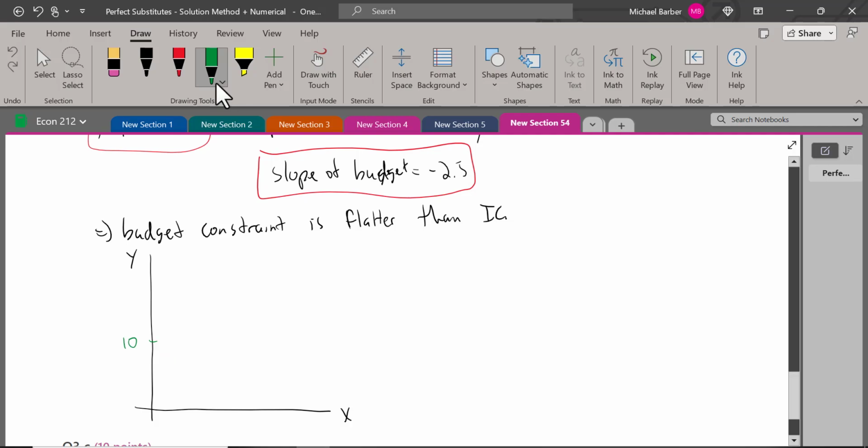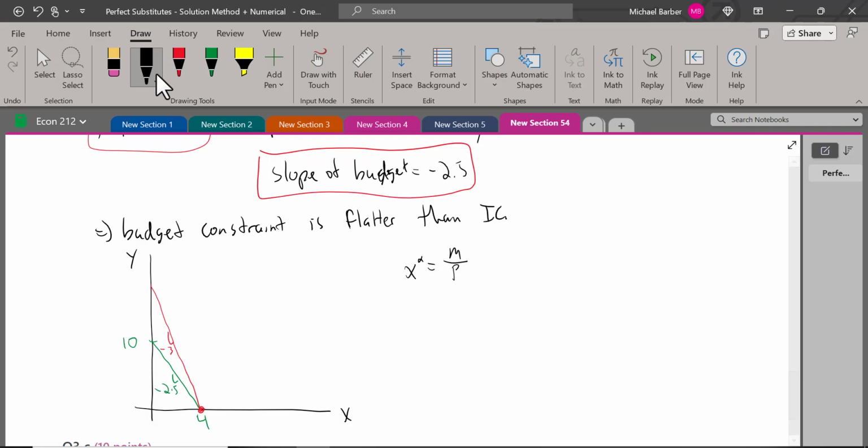So I should be a little bit more careful here. The slope is negative 2.5. And we're going to have some indifference curve that's steeper, right? It has a slope of -3. And so we're only going to buy good x. So x star is going to be equal to m over px, which is 10 over 2.5, which is 4. So x star equals 4, y equals 0.